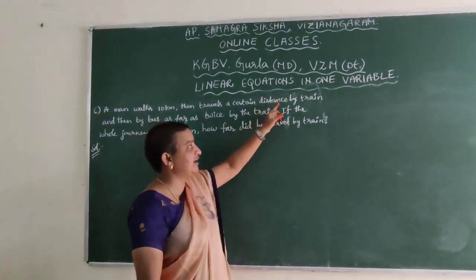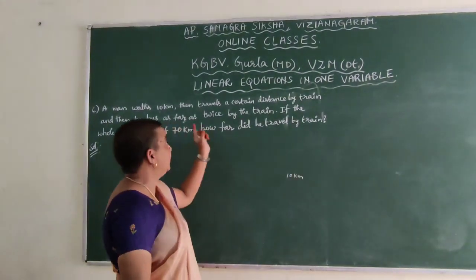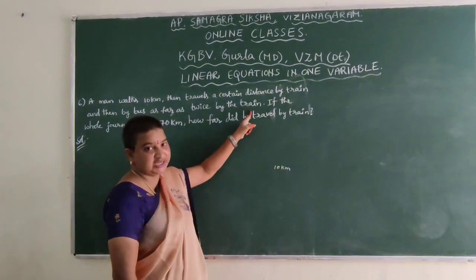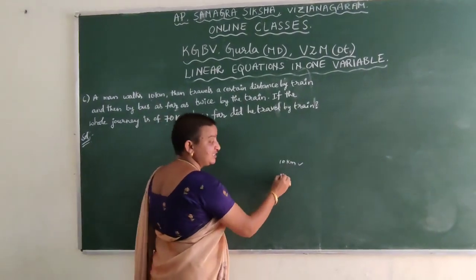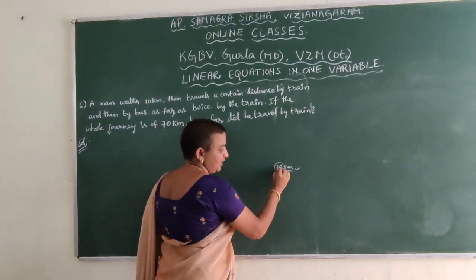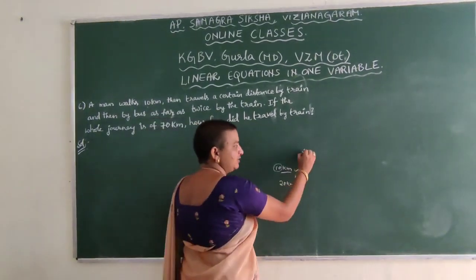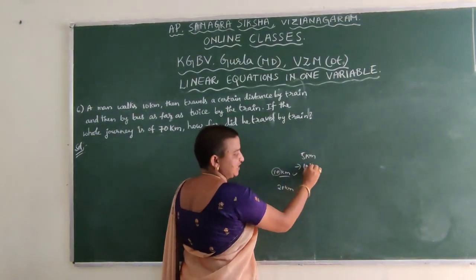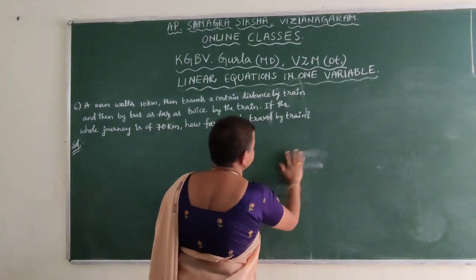Suppose he traveled by train 10 kilometers. He traveled the distance by bus as far as twice by the train. If he traveled by train 10 kilometers, the distance by bus is twice of this distance, so 20 kilometers. If he traveled by train 5 kilometers, by bus is 10 kilometers, twice of 5 is 10 kilometers. Okay, do you understand? Now we can start the problem.